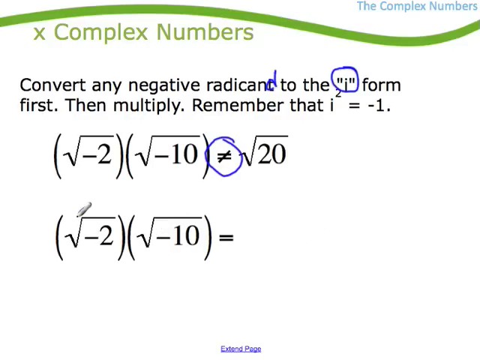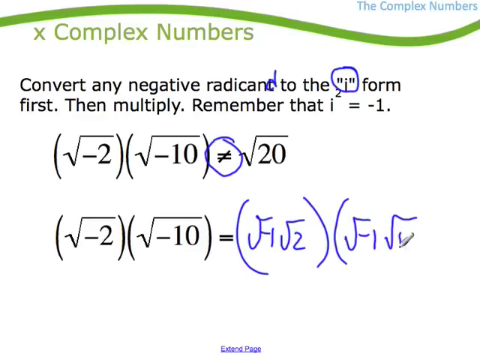So this one, root of negative 2, would be the square root of negative 1 times the square root of 2. Square root of negative 10 would be the square root of negative 1 times the square root of 10. Hopefully you're getting the idea here. Square root of negative 1 is an i. So this first one I'd have root 2 i, and the next one I'd have root 10 i.